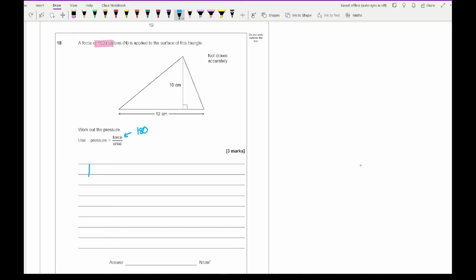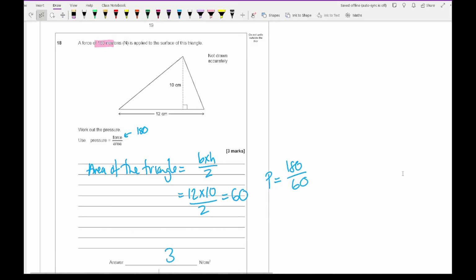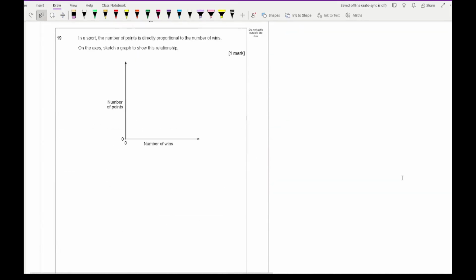So what I now need to do is work out the area of the triangle. Now to work out the area of a triangle, the formula is base times height divided by 2, or half base times height, whichever floats your boat. So for this I've got 12 times 10 divided by 2, which is 60. So to work out the pressure, P is going to equal 180 divided by 60, so P equals 3 newtons per centimetre squared.